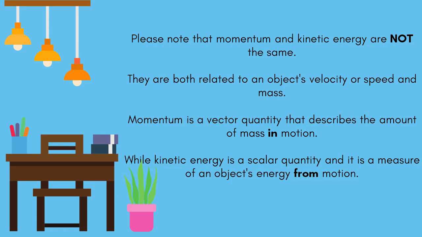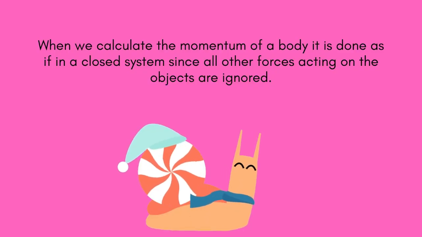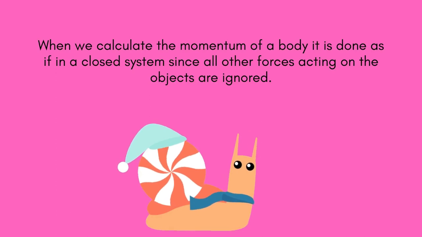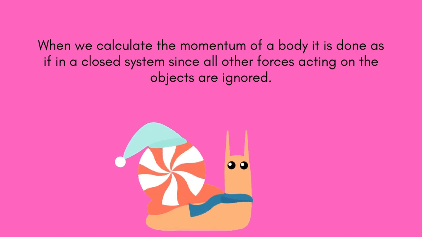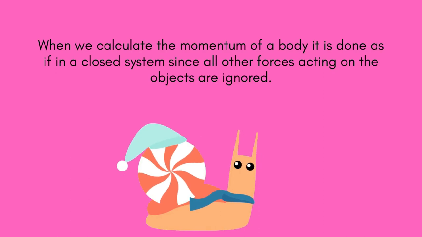Please note that momentum and kinetic energy are not the same. They are both related to an object's velocity or speed and mass. Momentum is a vector quantity that describes the amount of mass in motion, while kinetic energy is a scalar quantity, and it is a measure of an object's energy from motion. When we calculate the momentum of a body, it is done as if in a closed system, since all other forces acting on the object are ignored.